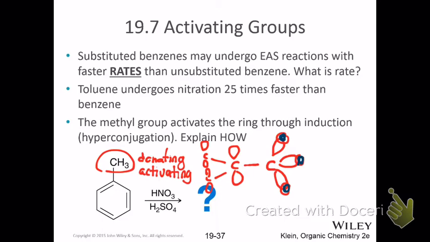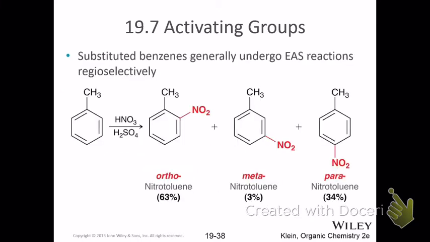Okay. So, electron donating effects. Now, here's the thing. Put an electron donating group onto benzene, toluene, nitration, it is 25 times faster, but not in all positions on the ring. You'll notice that when you do the nitration of toluene, 63% of the product is in the ortho position, 3% is in the meta position, and 34% is in the para position.